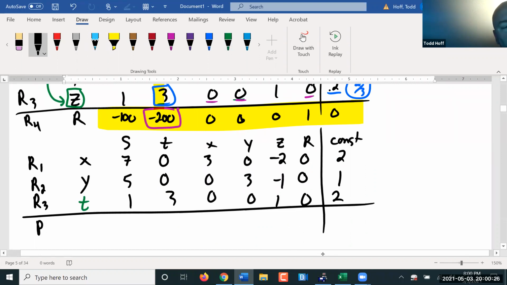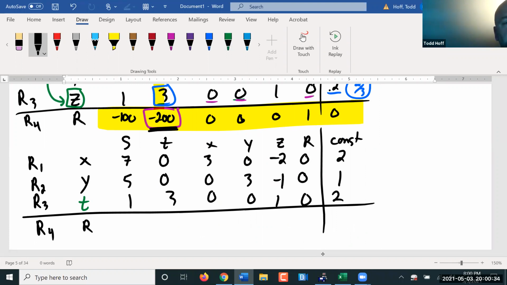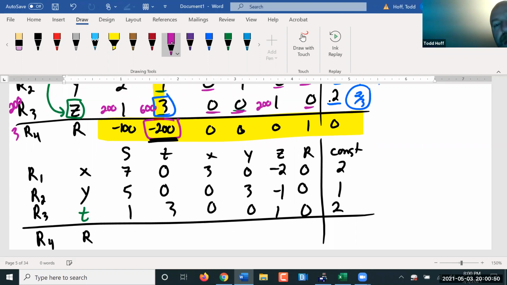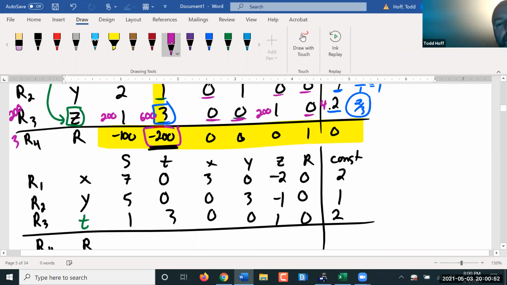Row 4, we have to again zero out. It's going to stay the row R, or the R row. We have to zero out the -200 here. So what I'm going to do is multiply row 3 by 200 and row 4 by 3. So 1 times 200 is 200. 3 times 200 is 600. 0 stays. 1 times 200 is 200. 0 stays. 2 times 200 is 400.